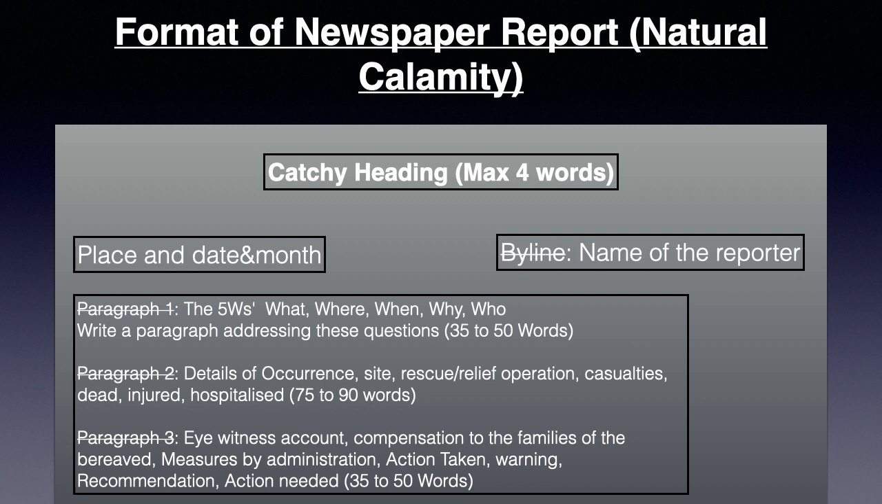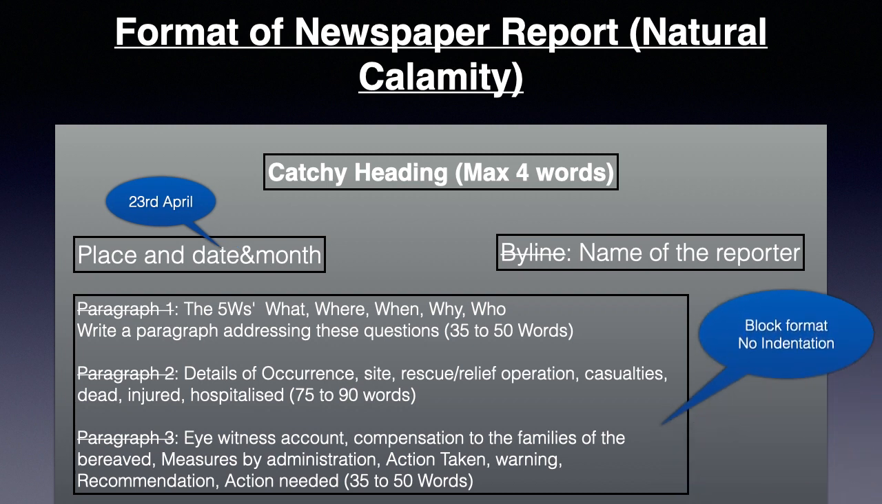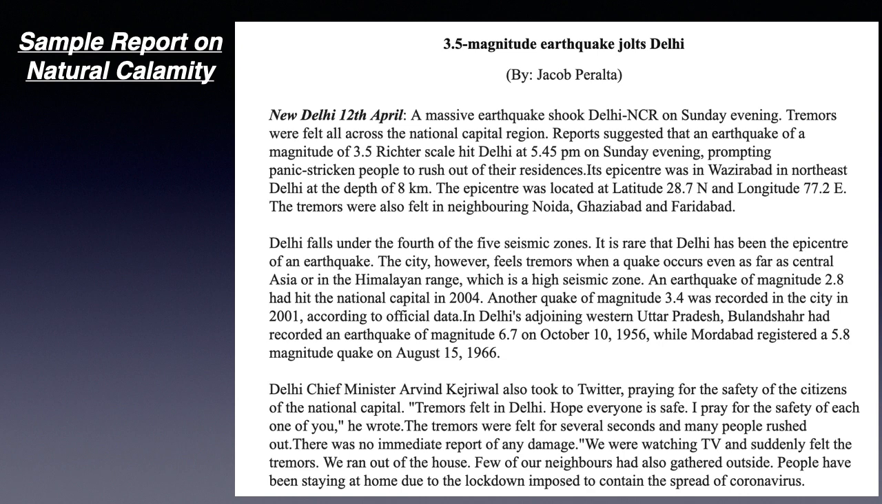Now, the second type of report, I should be saying, is natural calamity. The format is more or less the same. The 5 W's remain the same, and para 2 also. But in para 3, we have to ensure that we are writing about the measures by the administration, the action taken, or any recommendations or warning being issued. That is slightly different from the other 2 reports. Here is a sample, and again you can pause and read this sample for how to go about with the natural calamity report.